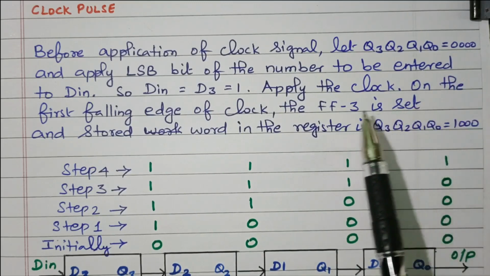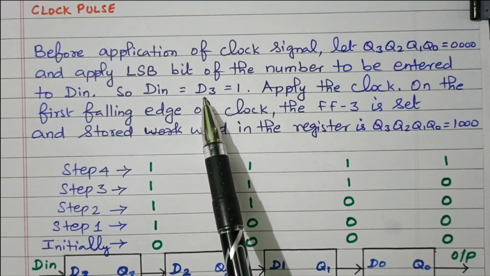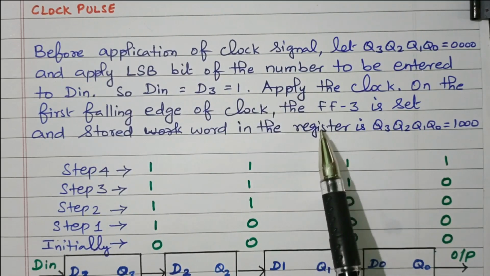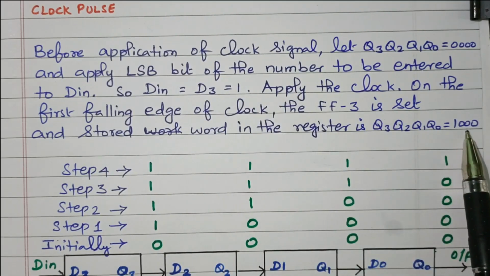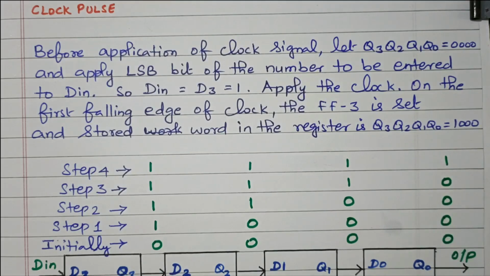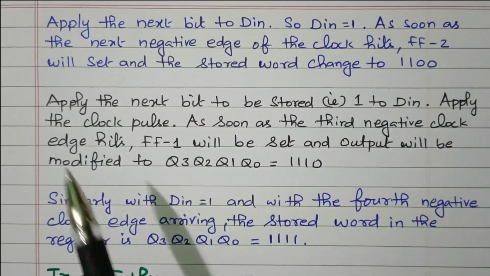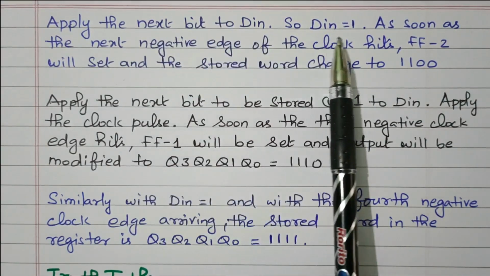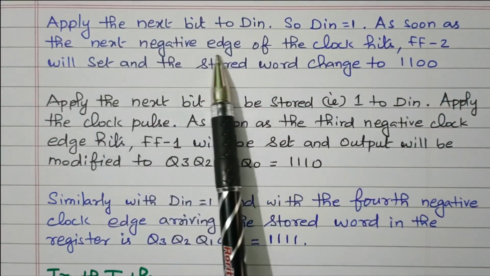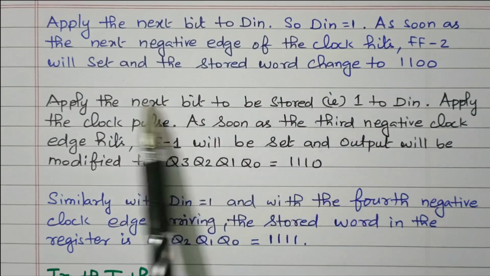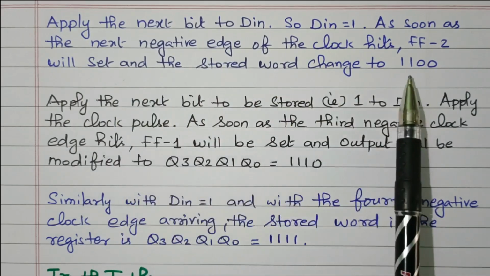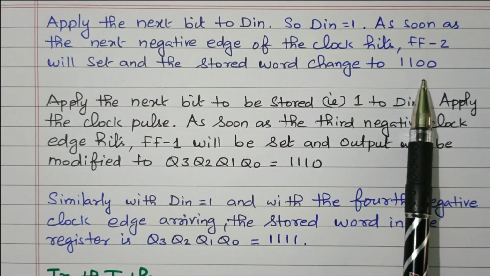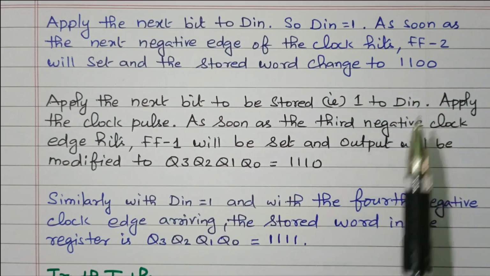Initially, all are 0. When the D in is applied to the third flip-flop, D3 is 1. While applying the clock pulse, the flip-flop is set and the data now becomes 1, 0, 0, 0. Now we'll see what will happen in the next step. While applying the next bit to D in, the next bit is also 1. So D in is 1. As soon as the next negative edge of the clock pulse arrives, FF2 will be set and the stored data will be 1, 1, 0, 0. Right? The data from FF3 is applied to FF2, that will set. So it becomes 1, 1, 0, 0.